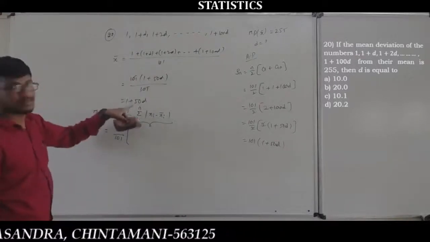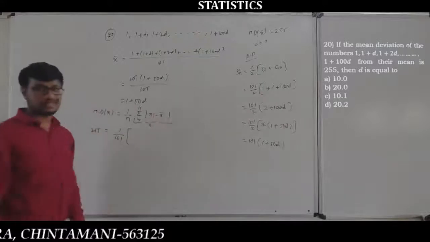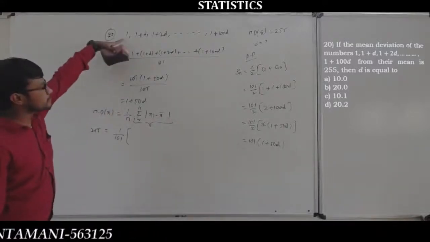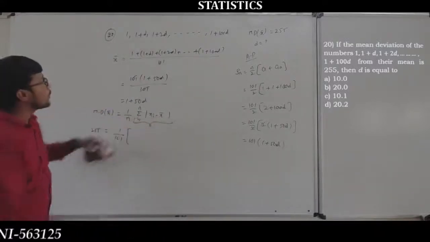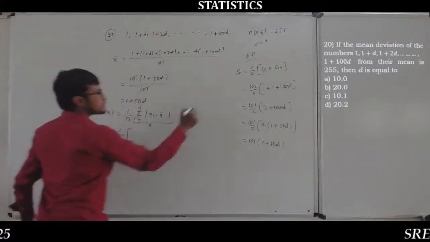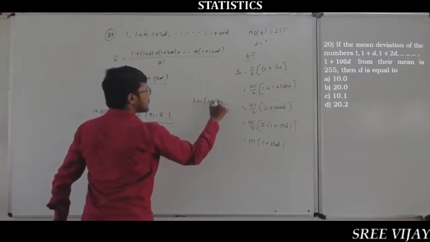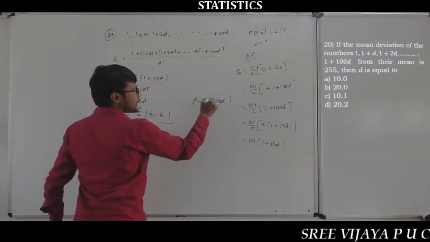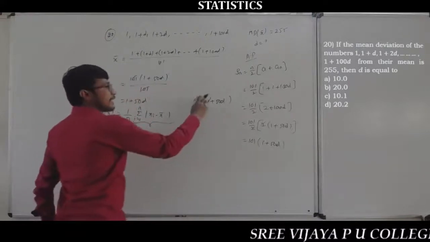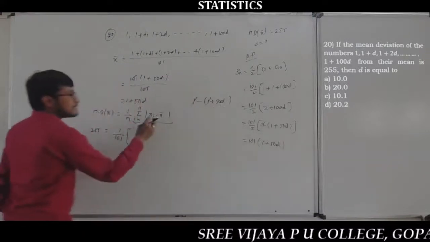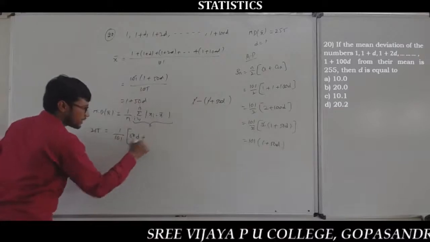Xi bar, or otherwise x bar, so both are the same. From each observation you subtract the mean. 1 minus of 1 plus 50d. So the 1 minus 1 gets cancelled, minus into plus becomes minus 50d. Since it is modulus, it becomes 50d.